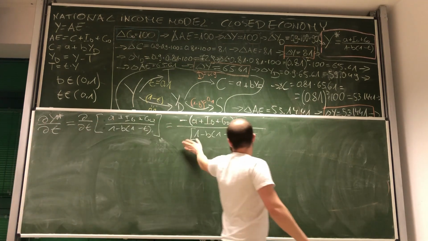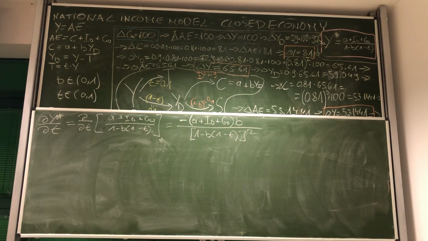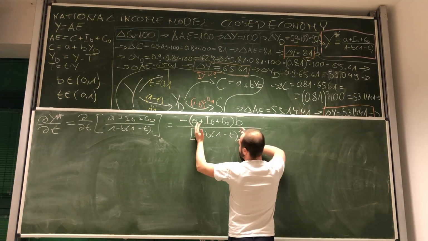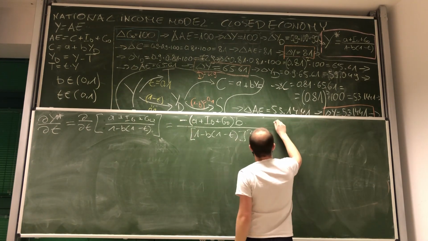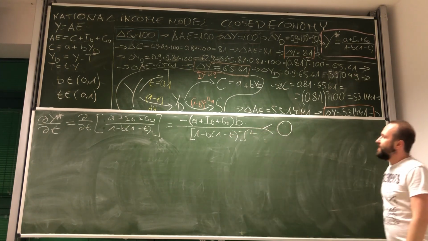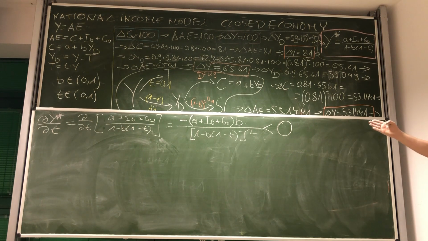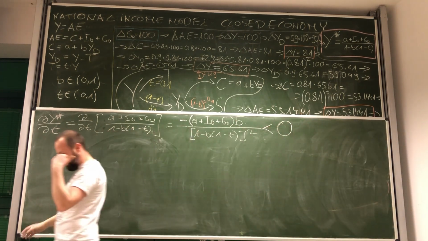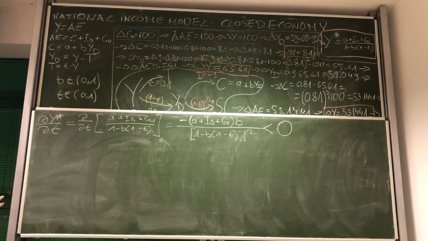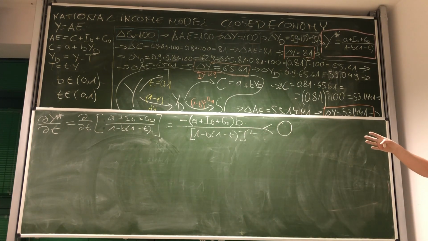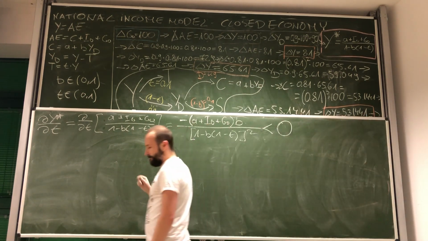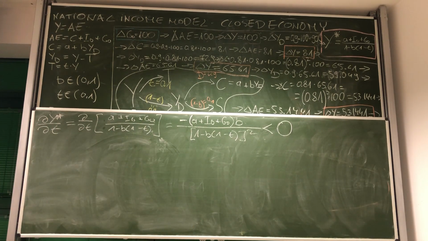Okay, so let's assess now the sign. We know that this is between 0 and 1, taken to the power of 2 is positive, B is positive between 0 and 1, these are all positive. We can be 100% sure that this expression is negative because it has a minus up front. Okay, so what does this mean? Well, this means that the higher the tax rate, the lower the equilibrium level of income, other things being equal.